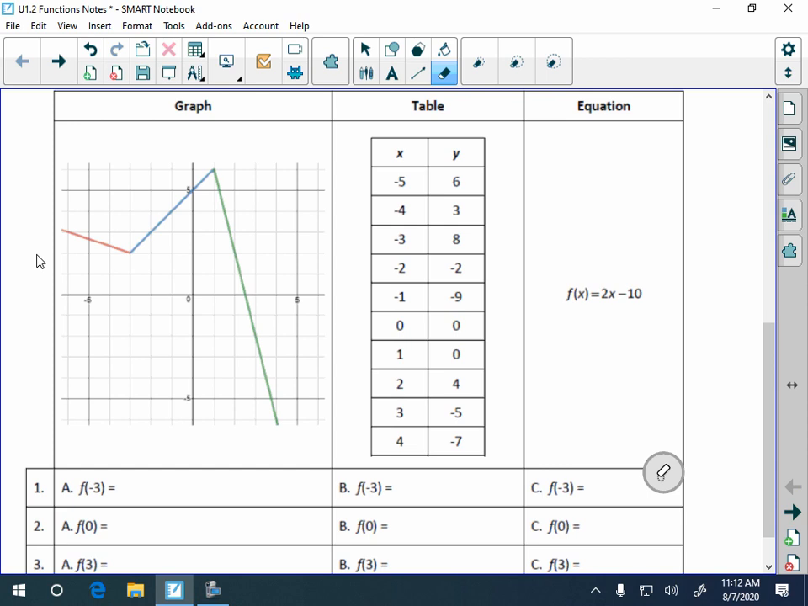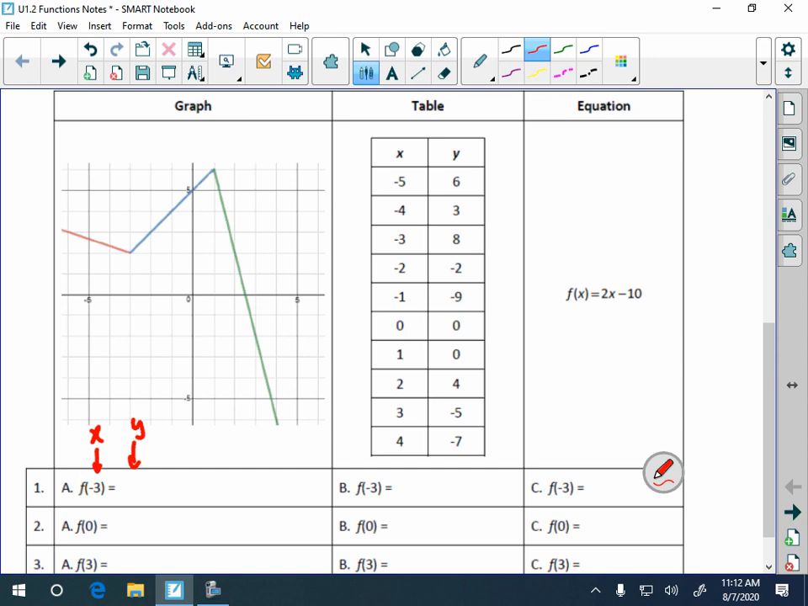So it says evaluate for f of negative 3. Find f of negative 3. So we want to understand that the number inside, the negative 3, that's an x value. Okay, so just so we can remember, this is our x. And what we're trying to find is its y value. Okay, so when x is negative 3, what is y?